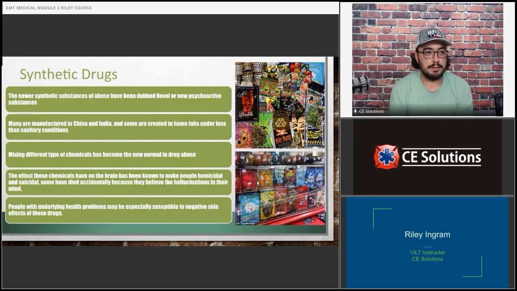Some synthetic drugs. Newer synthetic substances of abuse have been dubbed novel or new psychoactive substances. Many are manufactured in China and India, and some are created in home labs under less than sanitary conditions. Mixing different types of chemicals has become the new normal in drug abuse. The effects of these chemicals on the brain have been known to make people homicidal, suicidal, and some have died accidentally because they believed the hallucinations in their mind. People with underlying health problems may be especially susceptible to negative side effects of these drugs.